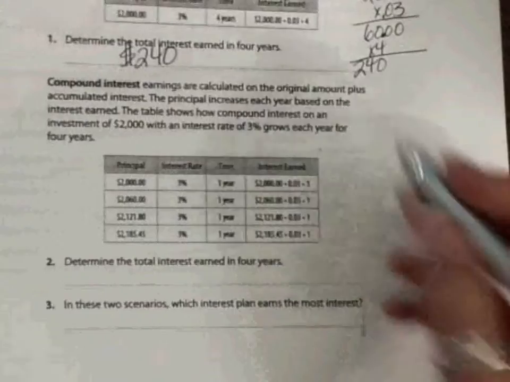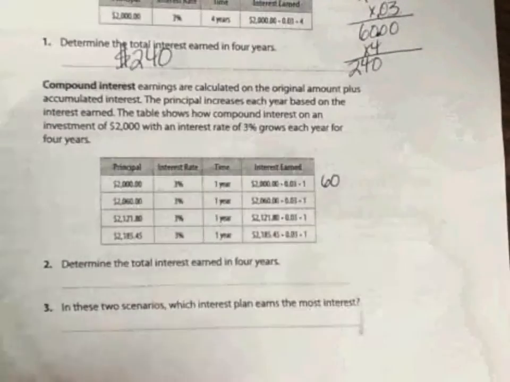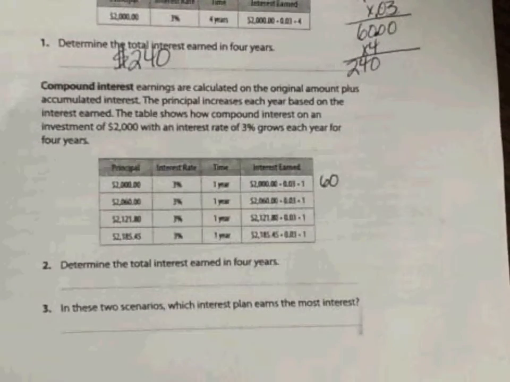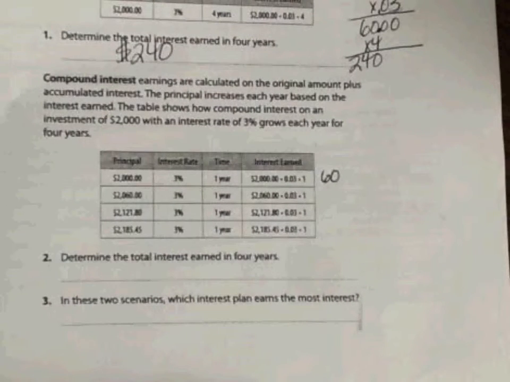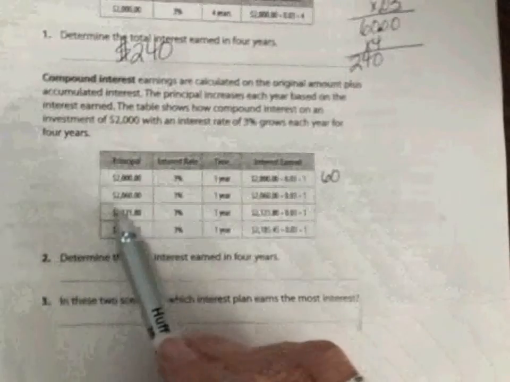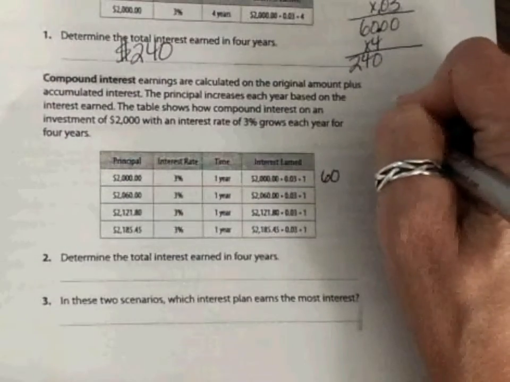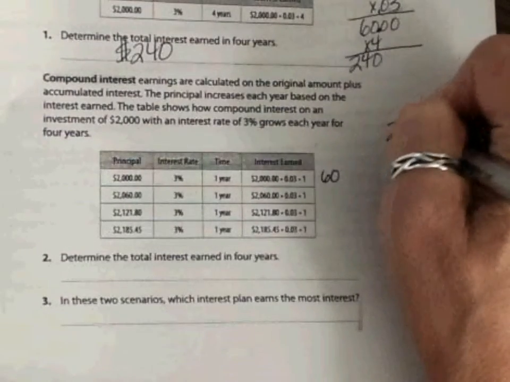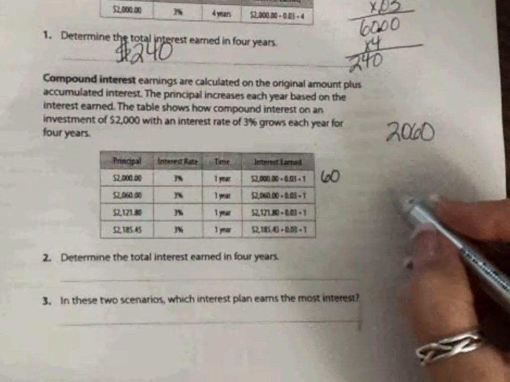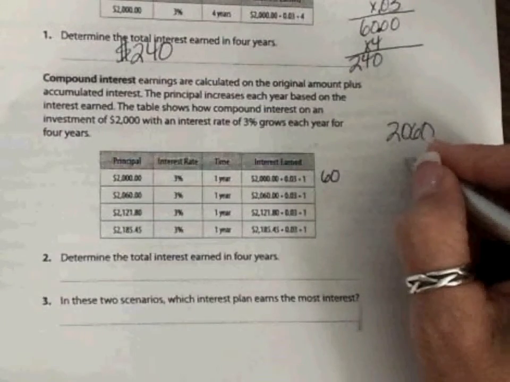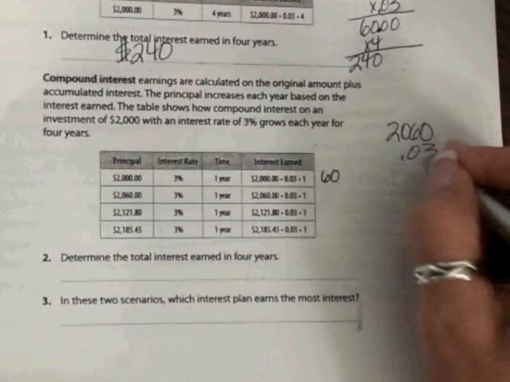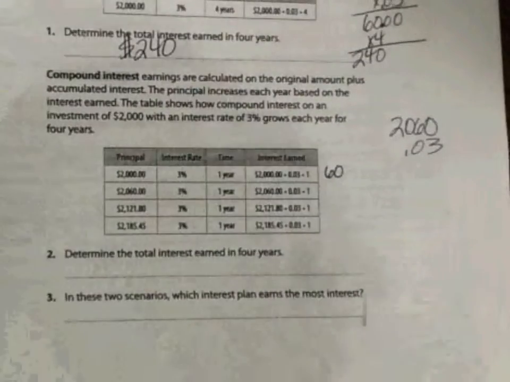So the first year we already figured it out. We got $60 because our interest rate is the same. Our principal and interest are both the same as the problem before. $2,000 at 3%. So the first year we got 60. Now we're going to add that to our original 2,000. Now we have 2,060. So our second year we're going to earn interest on $2,060, or 3%.